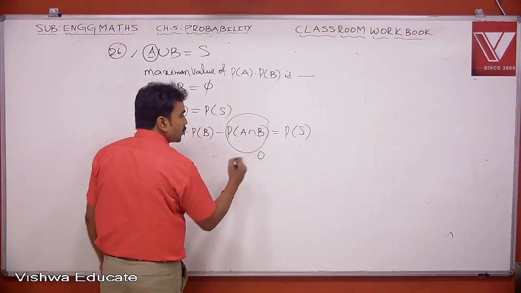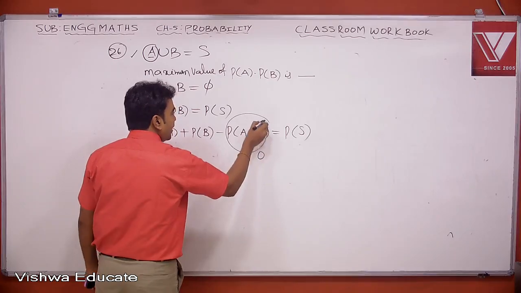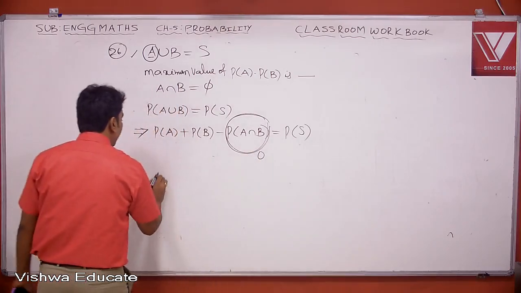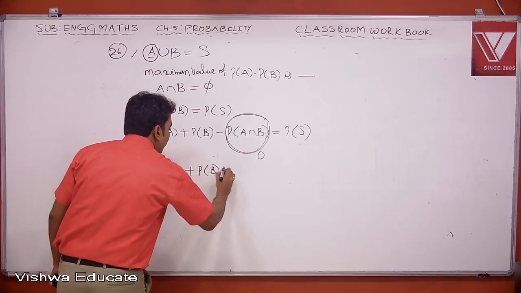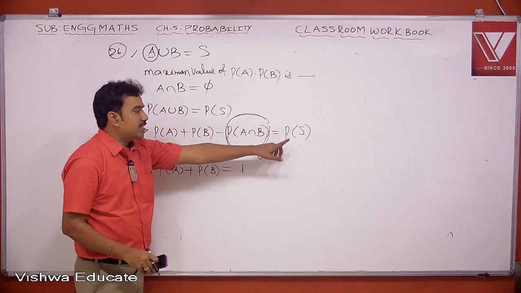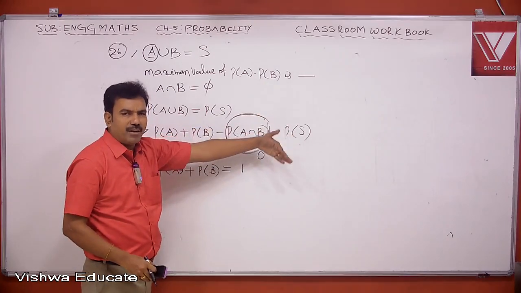Because what is the definition of exclusive? If A occurs, then B cannot occur and vice versa. So A and B cannot occur at a time, so the probability of A and B is 0. Therefore P of A plus P of B equals the probability of the whole sample space, which is 1, because all sample points will be covered. Probability of S is total number of sample points divided by total number of sample points.